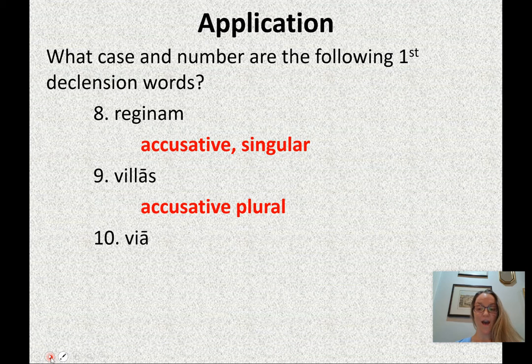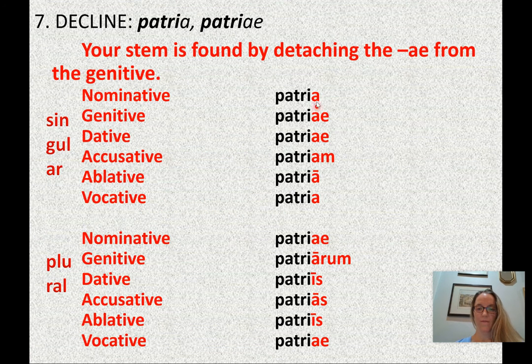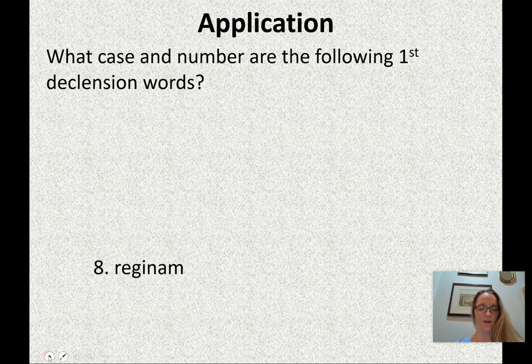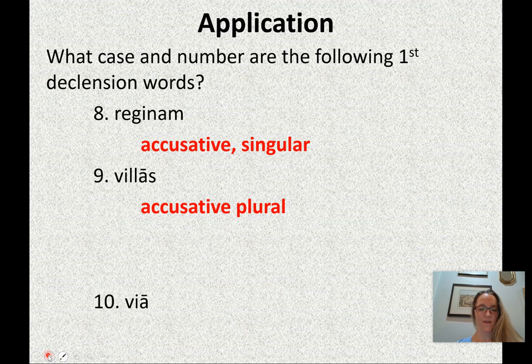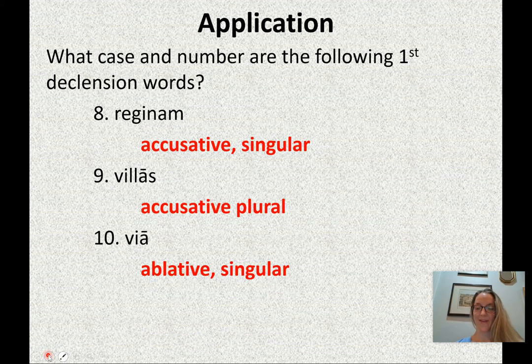Next, we have via. Take a second and try and answer it. What case and number? All right, to show you how to do it, via, I scan, I'm looking for the A with the macron. There it is. It's ablative singular, so I know that the correct answer on via is ablative singular.